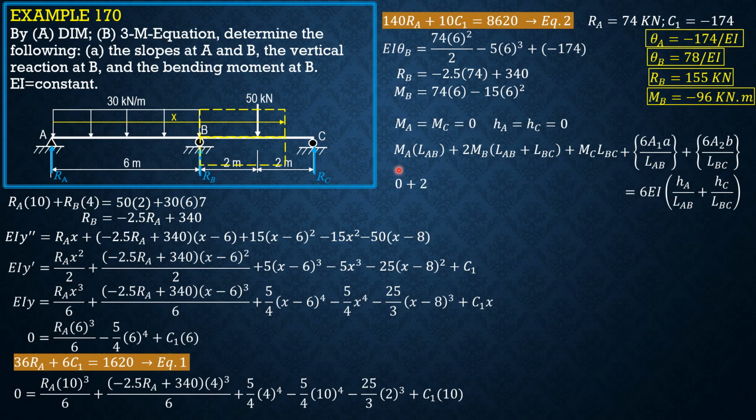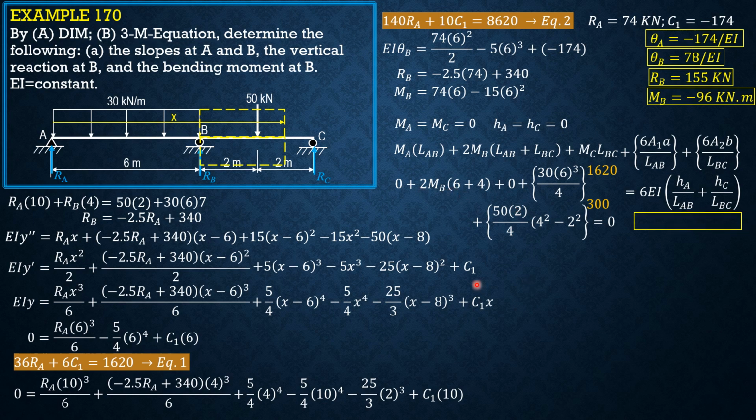So substitute: 0 plus 2MB quantity 6 plus 4 plus 0 plus 30 times 6 cubed over 4 plus this one is 50 times 2 over 4 times quantity 4 squared minus 2 squared equals 0, because HA and HC are all zeros. So we can now solve this value. 1620, this one is 300, so negative 1620 negative 300 divided by 2 times 10. We can now solve MB equals negative 96 kilonewton meters, just like that.